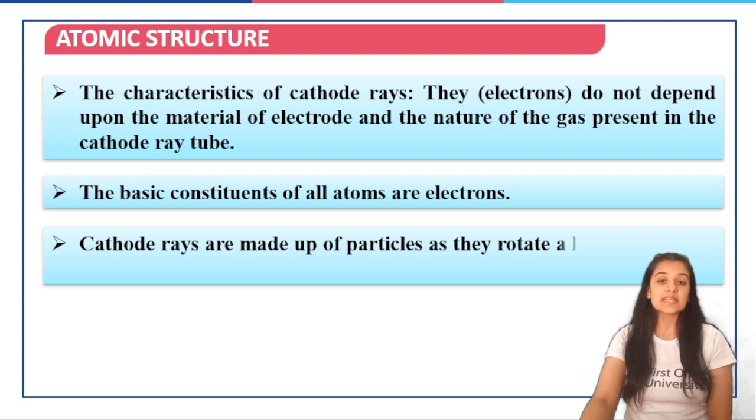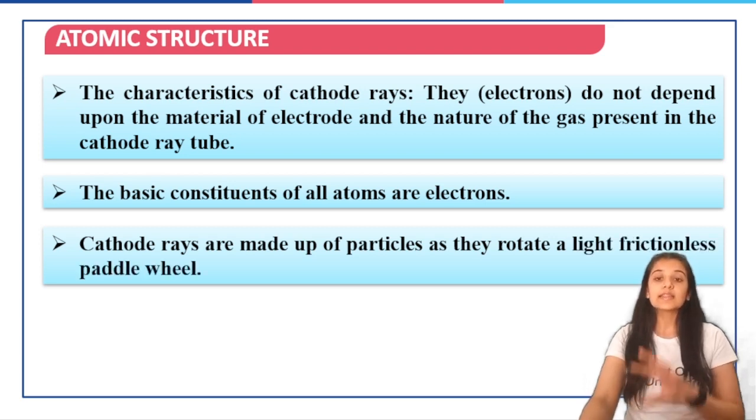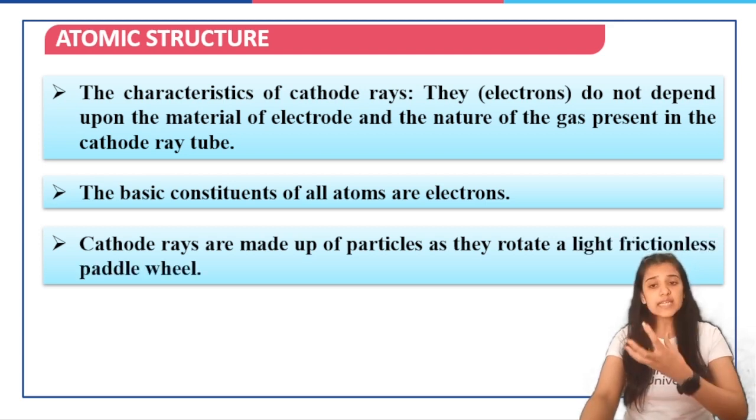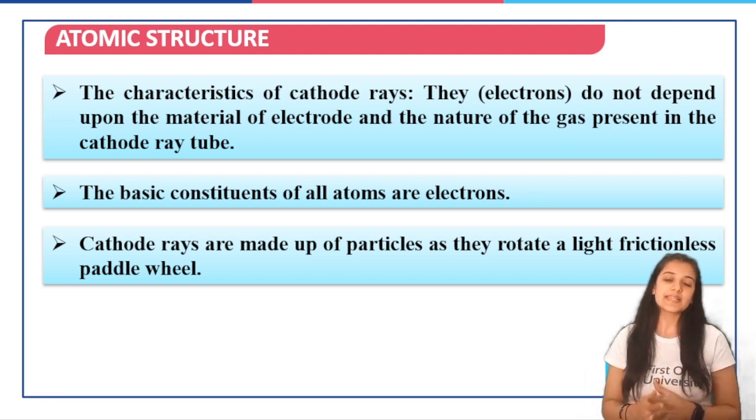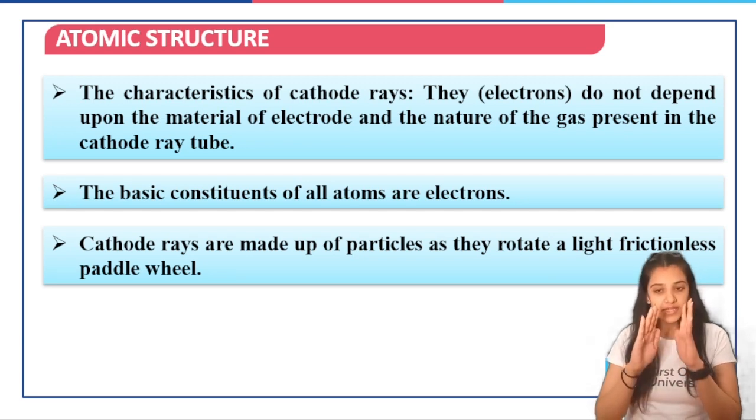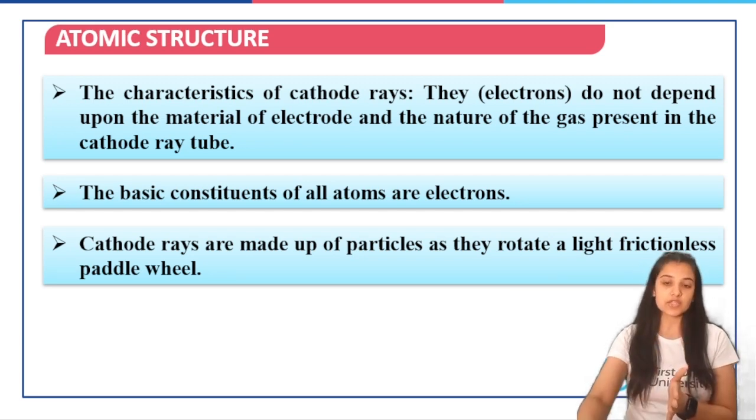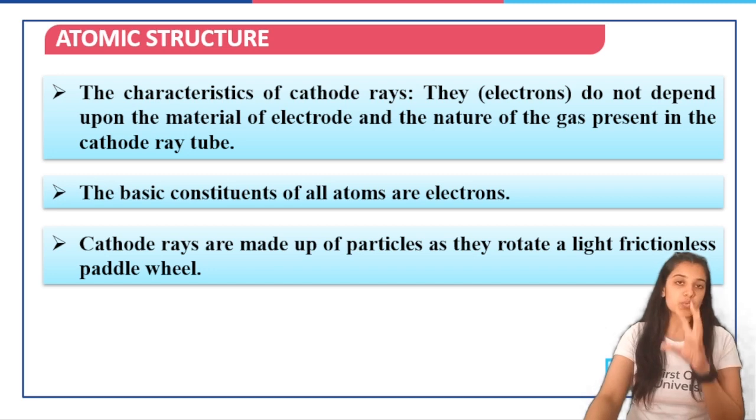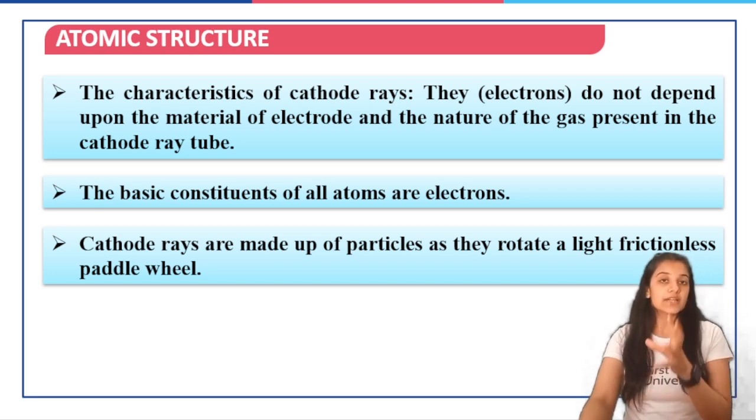Cathode rays are basically made up of particles that rotate light, because they are able to rotate a light frictionless paddle wheel. You can actually just leave this point as of now. It's something related to an instrument that is used in physics.